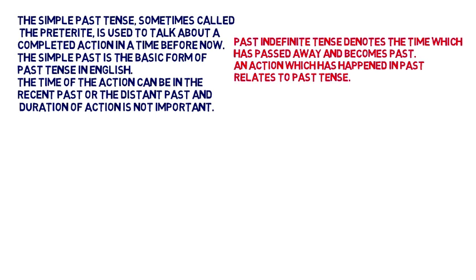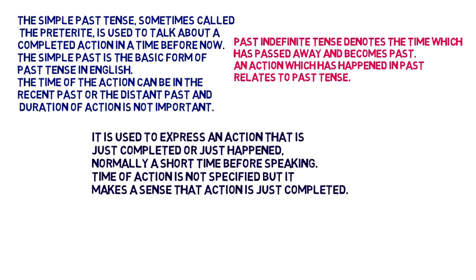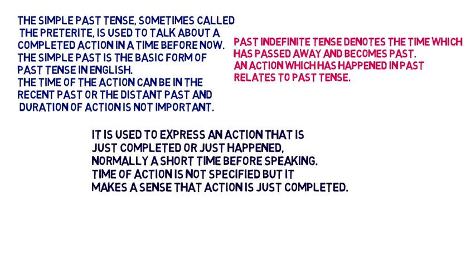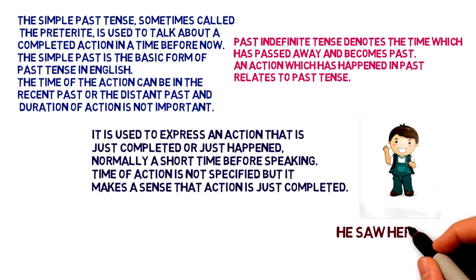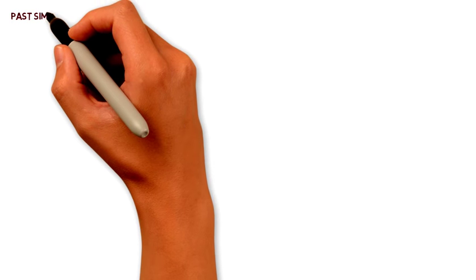An action which has happened in the past relates to past tense. It is used to express an action that has just been completed or just happened, normally a short time before speaking. The time of the action is not specified, but it makes sense that the action has just been completed. Such as, he saw her face. It means that the subject has seen her face a short time ago.